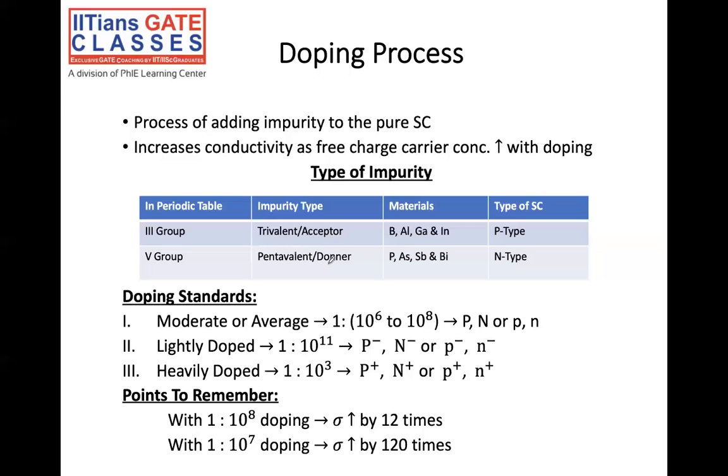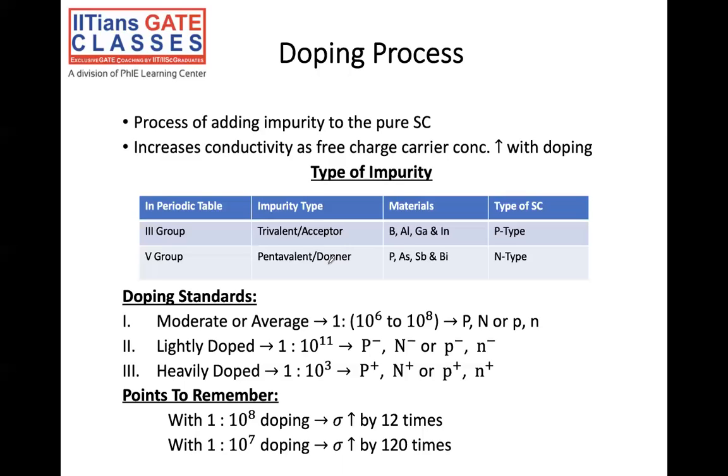So in moderate doping, the ratio is 1 is to 10 to the power 6 to 10 to the power 8, and it is represented by P or N based on the doping, or small p or n. And lightly doped is in the ratio of 1 is to 10 to the power 11, which is represented by P minus or N minus, or small p minus or small n minus. And heavily doped is 1 is to 10 to the power 3. Here p plus, n plus, or small p plus, or small n plus. All these are representations of this.